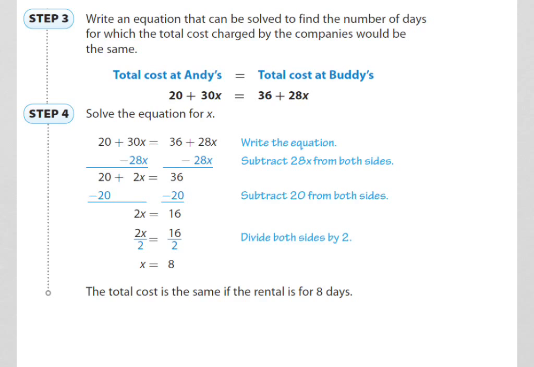Now, could we have changed this and said 30X plus 20 is equal to 28X plus 36? Yes, we could have. We could have easily made that distinction. So don't think that it is written in stone by one way. We can set these up in any particular manner.